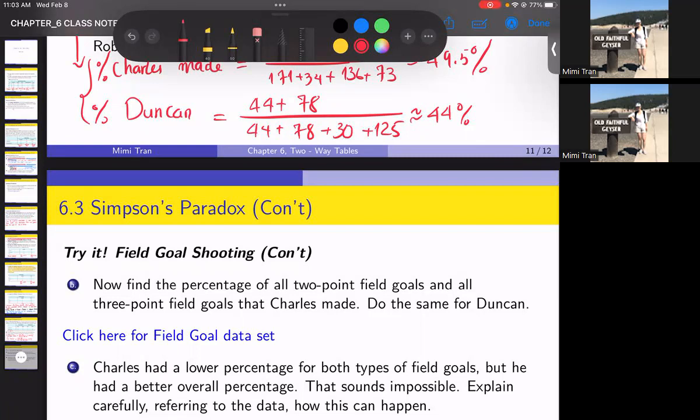Parentheses make a difference. When you divide by something that has more than one number, you need parentheses around it.